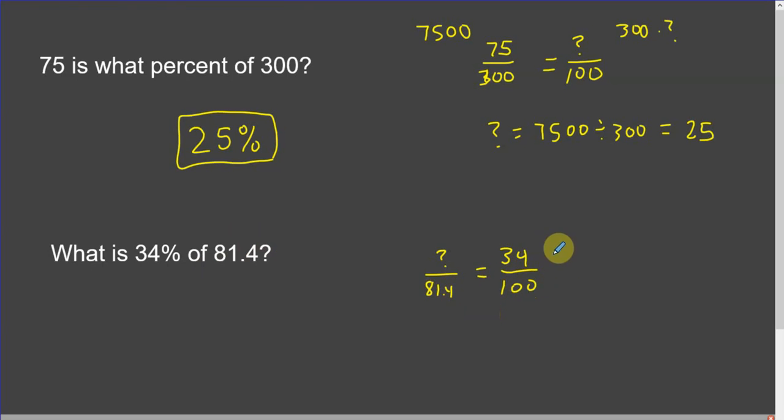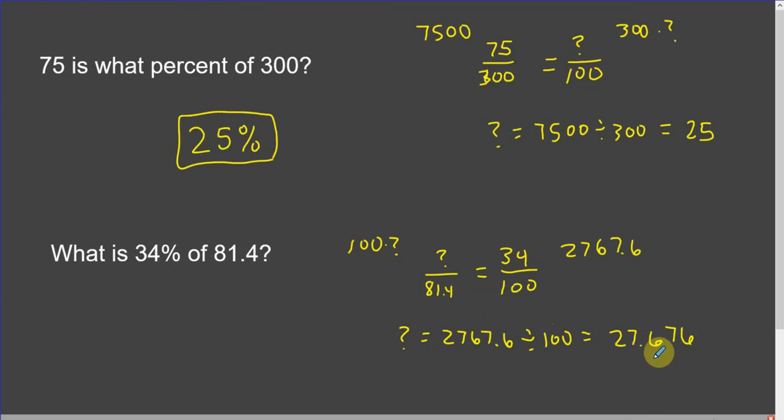Okay, so then we multiply. So 81.4 times 34 is 2767.6. And here we have 100 times unknown. And so 100 times unknown has to equal this number. So we divide that by 100. And that gives me 27.676. And so that's the answer. That's not a percent, that's the actual number that is 34% of 81.4.